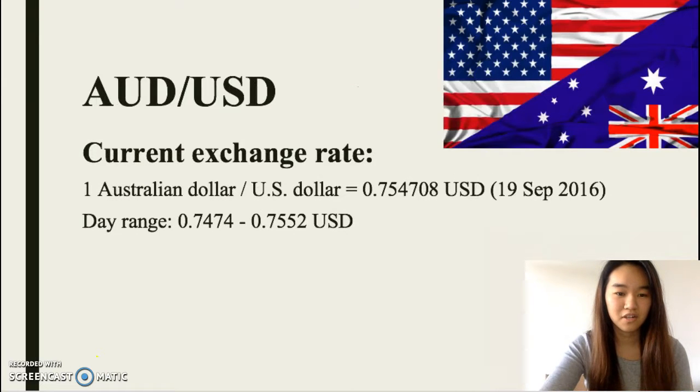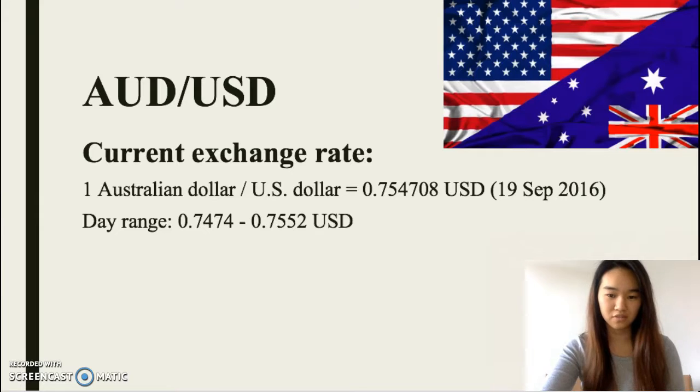The first currency we are going to talk about is Australian dollars against US dollars. The current exchange rate of Australian dollars against US dollar is 1 Australian dollar equals 0.754708 US dollar. The day range is between 0.7474 to 0.7552 US dollars.